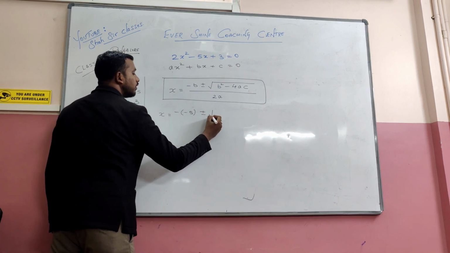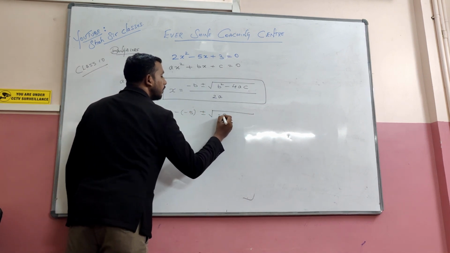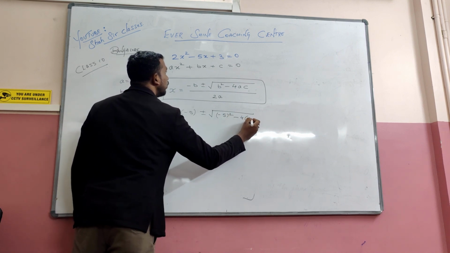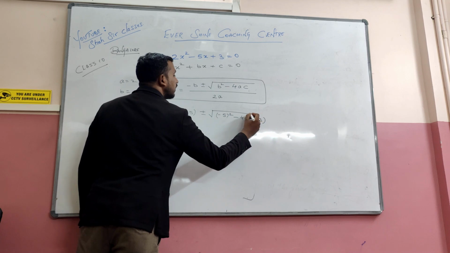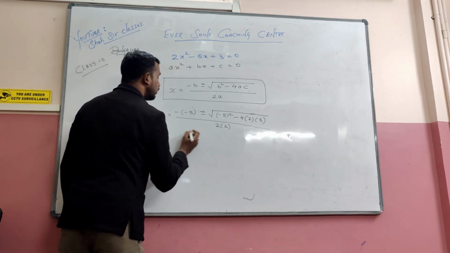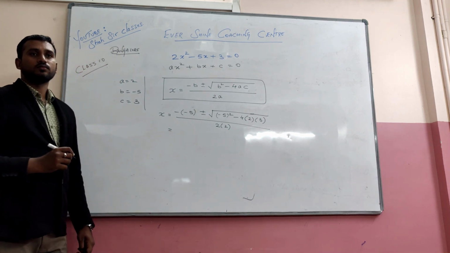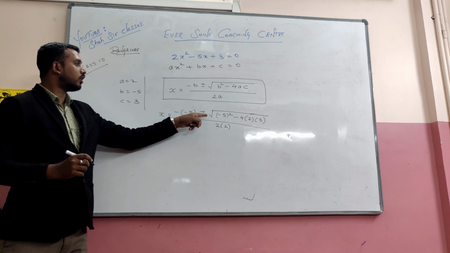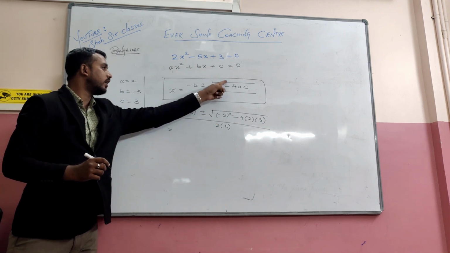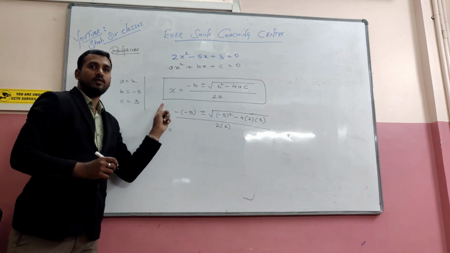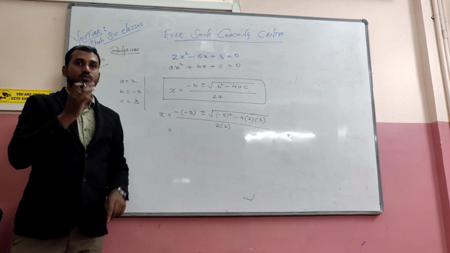Plus or minus root of b value, minus 5 whole square, minus 4 into a is 2, c is 3, whole divided by 2 into a is 2. Any doubts? Did you follow the steps? B value minus 5, plus or minus root of b value minus 5 whole square minus 4 into a is 2, c is 3, whole divided by 2 into a value is 2.